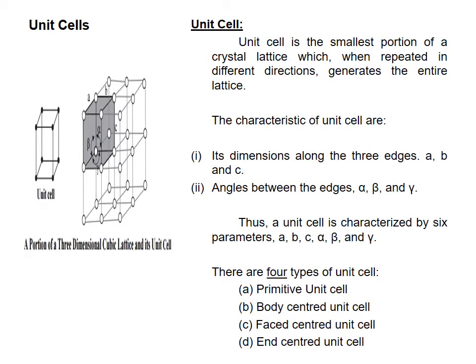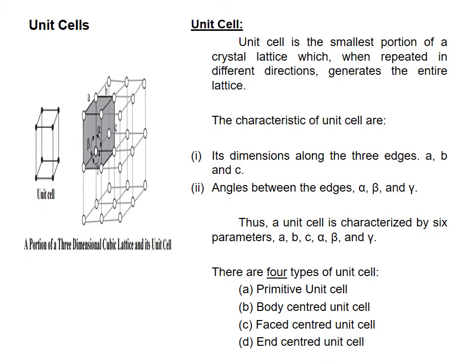Now we will understand unit cell. What is meant by unit cell? It's the smallest portion of a crystal lattice which, when repeated in different directions, generates the entire crystal lattice. To understand it, the characteristics of the unit cell are seen on your screen.